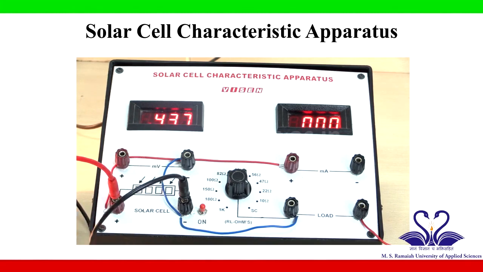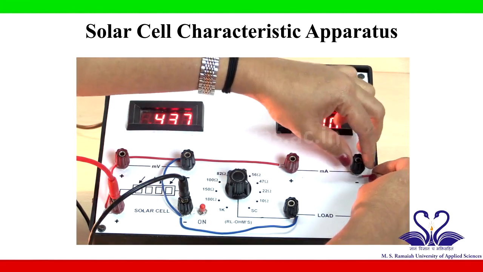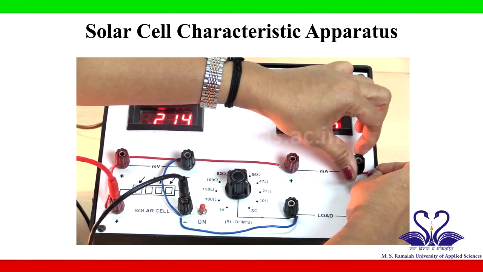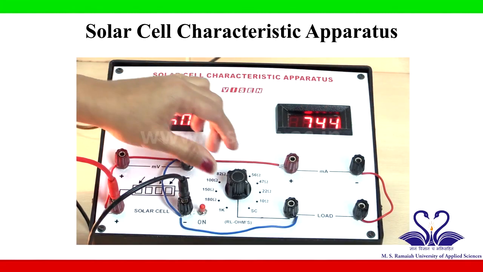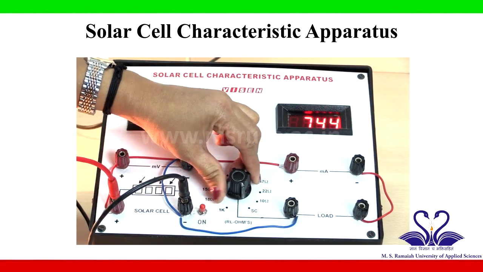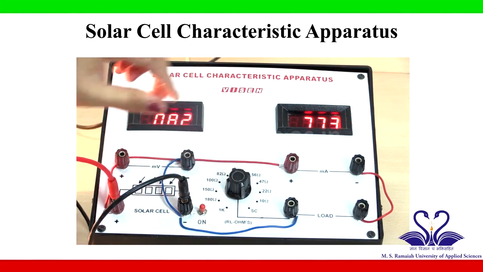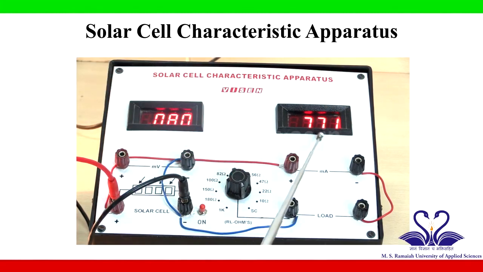Next, let us find out the short circuit current, that is the maximum current that can be obtained from the solar cell. For that, let us connect the wire. Turn the potentiometer knob to the SC position. Record the value shown in milliammeter. 7.75 milliamps is the short circuit current of the solar cell.